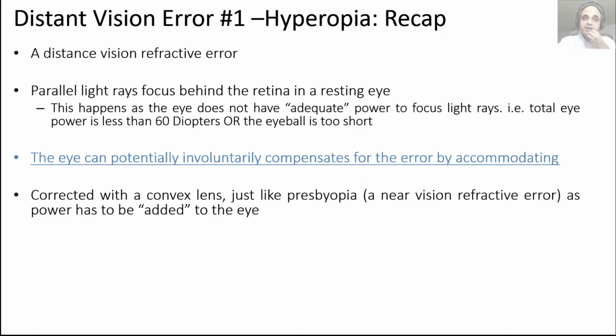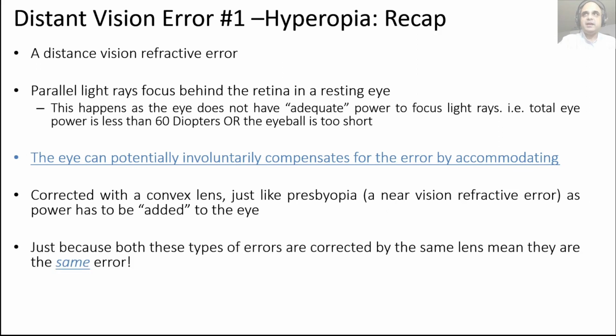And this is corrected using a convex lens or a plus lens because power has to be added to the eye. And just because presbyopic errors and hypermetropic errors are both corrected by plus lenses does not mean they're the same error. Presbyopia is for near, hypermetropia is for distance. Please remember that. Long-sightedness is a term that creates confusion. Understand what it means, and it refers to latent hypermetropia. So you use it while understanding what it means and also make your point clear to everybody else.